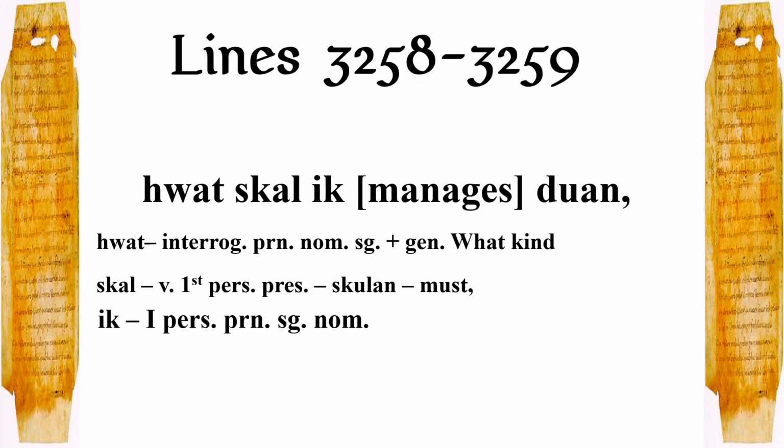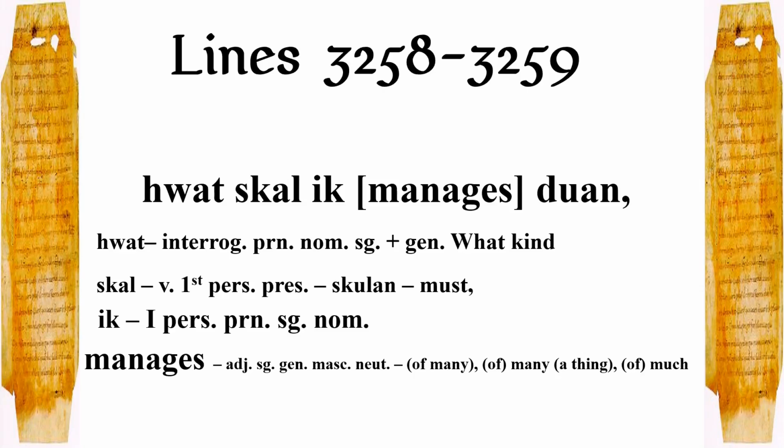Moving on, we have ik, which is simply a first person singular personal pronoun. It's simply just I. So this is the subject of the sentence. Next, we have manaiges. It is an adjective that is singular, genitive, and masculine and neuter. You could translate this as of many a thing, or of much, depending on the context. I would go with of many a thing, to make it more palatable for a present English-speaking audience. We have here duan, which is an infinitive, and it simply means to do.